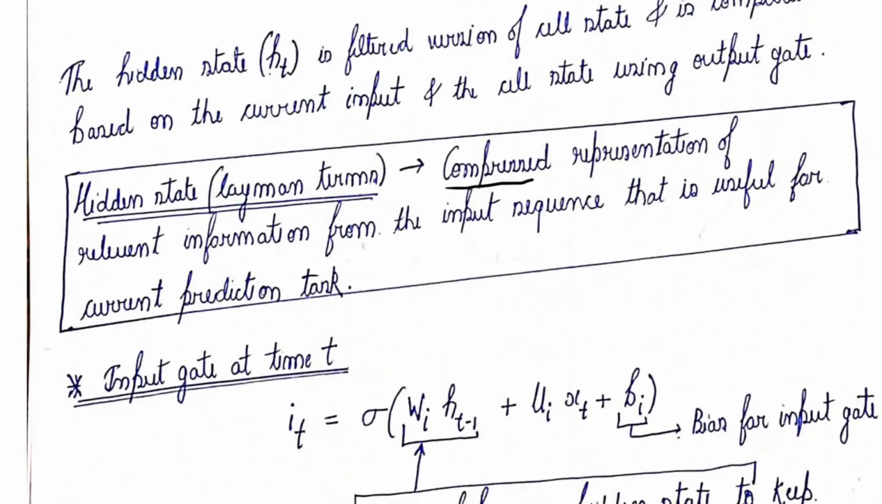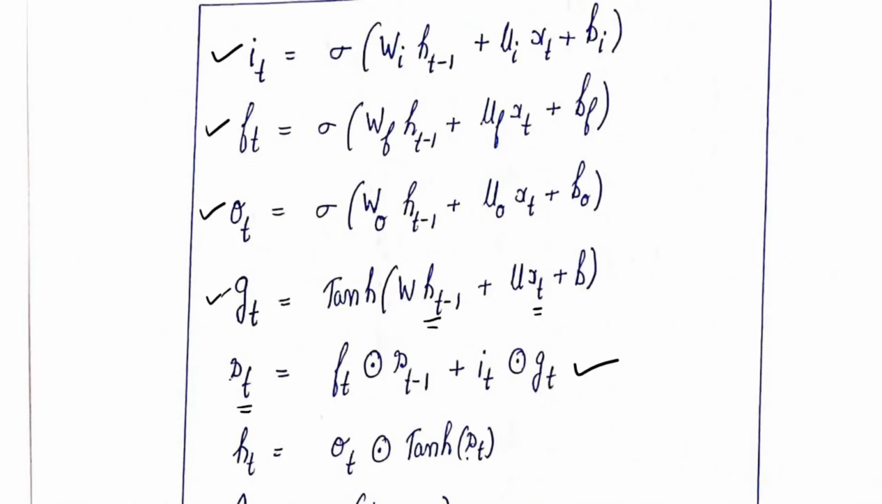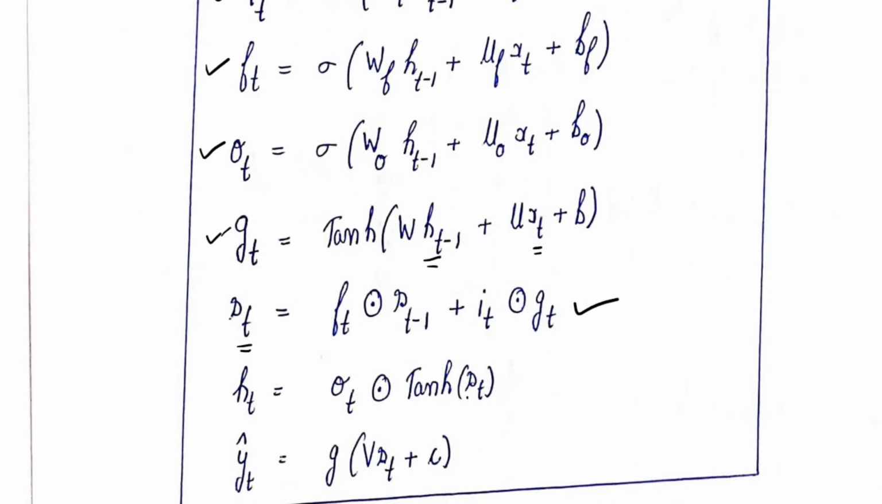First difference is in the form of cell state and hidden state, which we have made quite clear over here. One of the states is used for updating the gates, which is the hidden state, and the cell state is used for eventual prediction. So this is how the LSTM works.